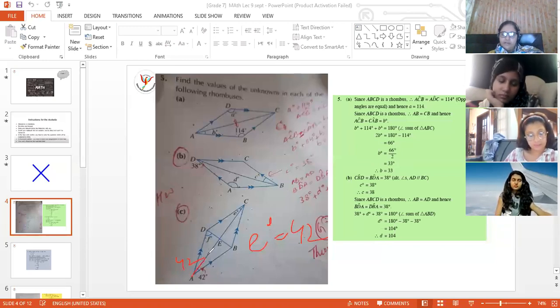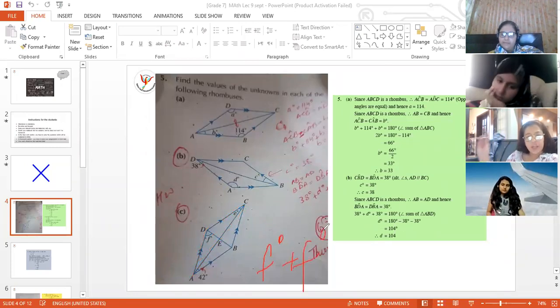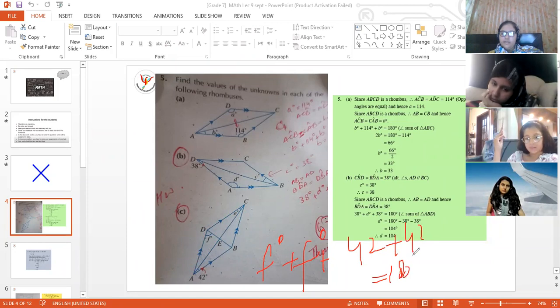Now, if this is 42 degree, this is also 42 degree, right? So if I take triangle ACD, 42 degree plus 42 degree. Now see this, if one part of the diagonal is F degree, the other side will also be F degree because we know that the sides are equal, the angles will also be equal. The whole angle will be F degree plus F degree, right? So with the help of this, we will be able to find the value of F degree plus 42 plus 42 is equal to 180 degree. You can easily find the value of F from part number C.